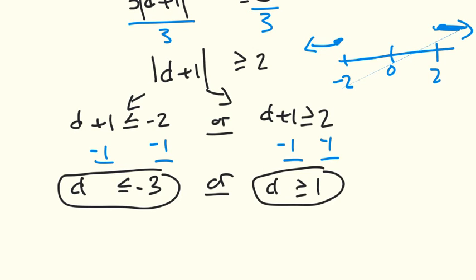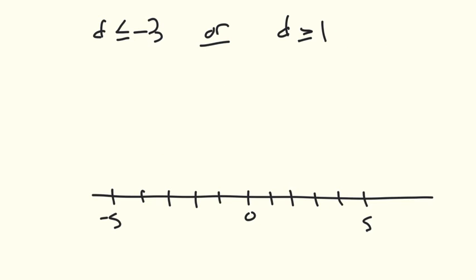So let's take a look at what that looks like on the graph. Negative 3, and 1. So d is either less than or equal to negative 3 or greater than or equal to positive 1. Awesome, and we're done.